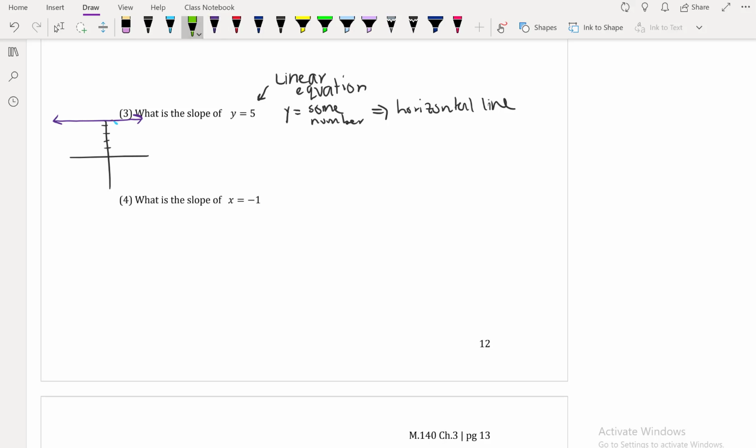So now let's think about this. What would be the slope of a horizontal line? You can think about it as being a person on this line. If you walk to the left or you walk to the right, you would have a 0 incline, right? So you would say that the slope is equal to 0.